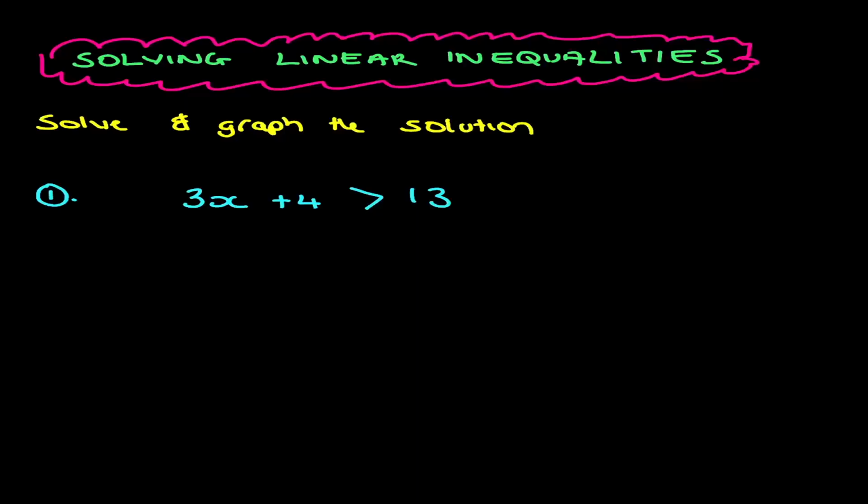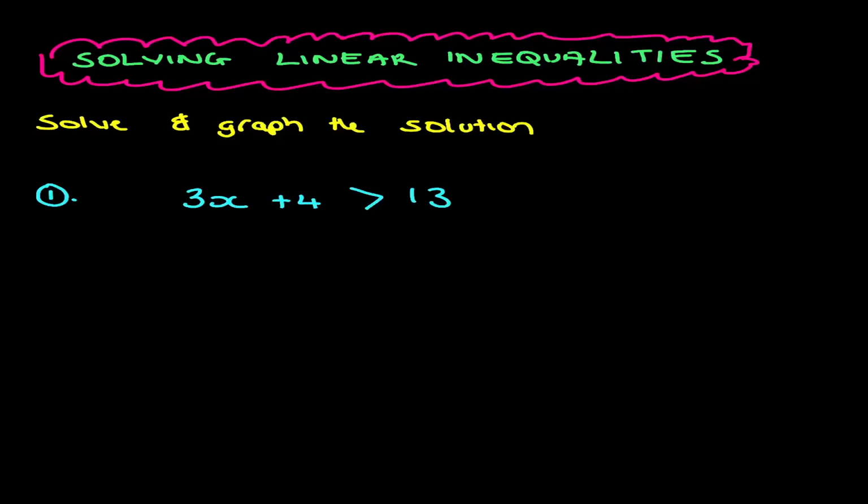3x plus 4 is greater than 13. Okay, so in order to solve this, what we can do is just treat this greater than symbol as an equal sign for now. Even though we write greater than, just in your head when we're trying to solve this, treat it as an equal sign. Just remember that the inequality flips when you multiply or divide by a negative. Okay, so when you multiply or divide by a negative, it flips. Otherwise, all other rules apply.